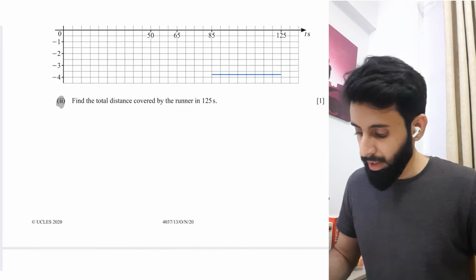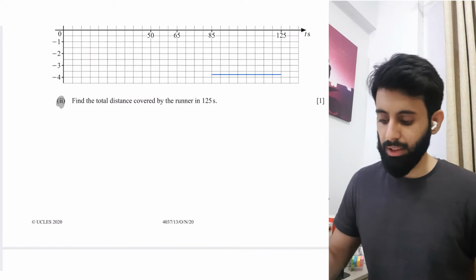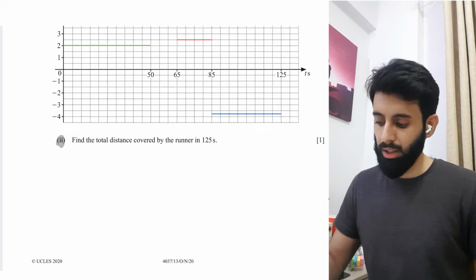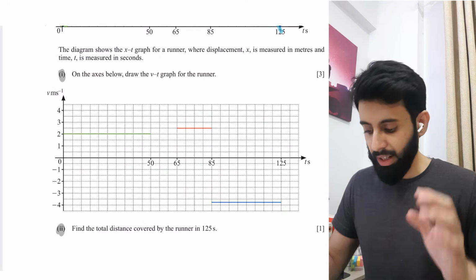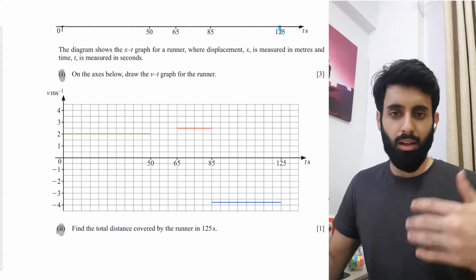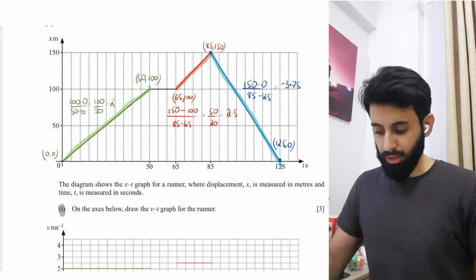Then it says find the total distance covered by the runner in 125 seconds. So again, we're using the graph to work something out, and let's find out what exactly we are trying to find out. So remember that distance is basically area under the graph. Okay. Now there are 2 ways that we can work this out.